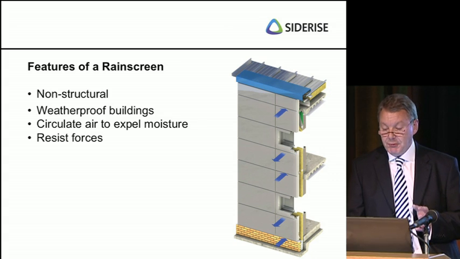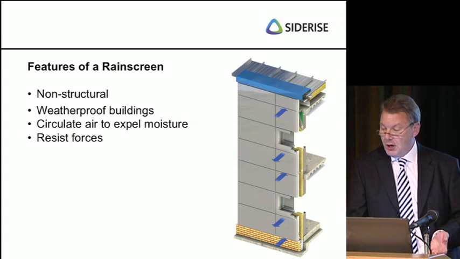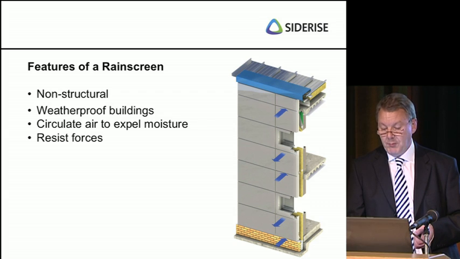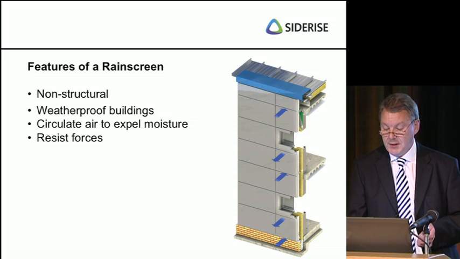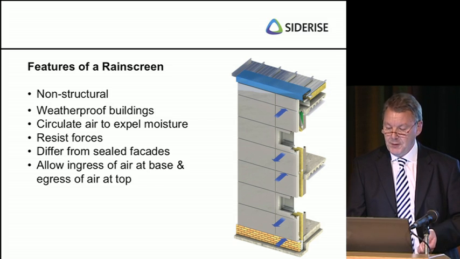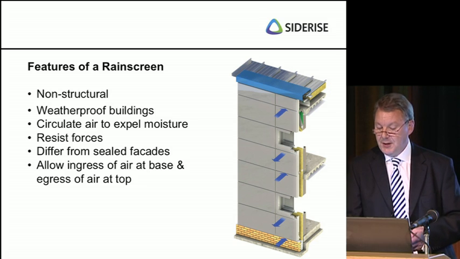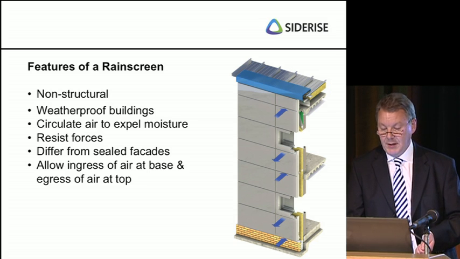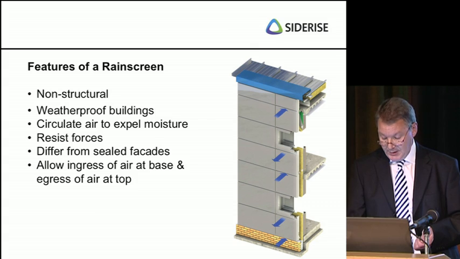In terms of how Rainscreens function, we can say that they are non-structural elements used as a primary weatherproofing. They're designed to circulate air through the system, expelling moisture. At the same time, the facade must resist wind forces, seismic forces and dead load. They differ from sealed facades in that they utilise the effects of air movement within the cavity. The principle is to allow ingress of air at the base and egress of air at the top.